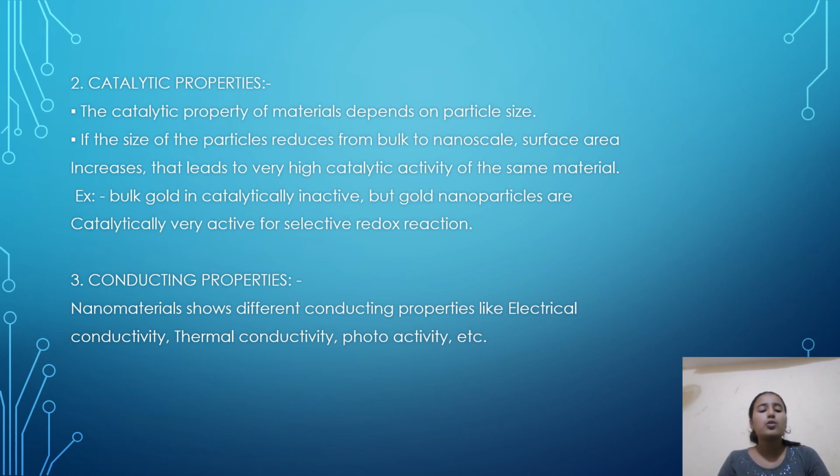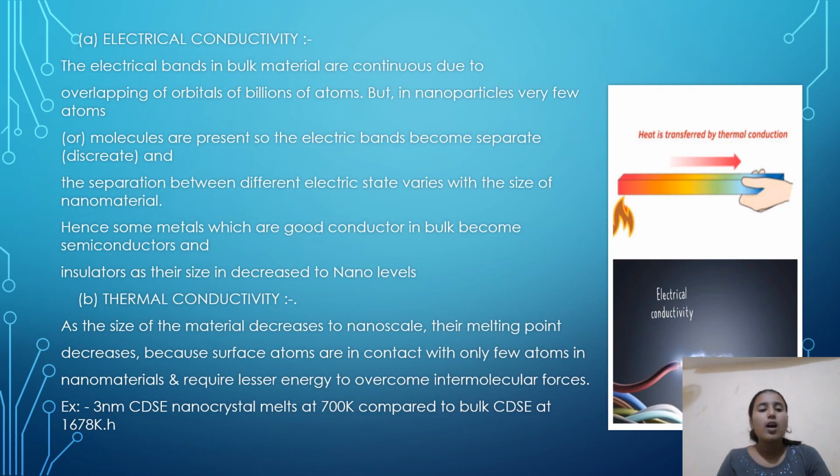Conducting properties. Nanomaterials show different conducting properties like electrical conductivity, thermal conductivity and photoconductivity, etc. Electrical conductivity. The electronic bands in bulk material are continuous due to overlapping of orbitals of billions of atoms, but in nanoparticles very few atoms or molecules are present, so the electronic bands become separate and discrete, and the separation between different electronic states varies with the size of the nanomaterial. Some metals which are good conductors in bulk become semiconductors and insulators as their size is decreased to nano levels.